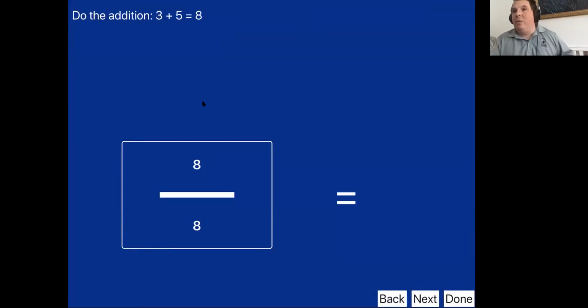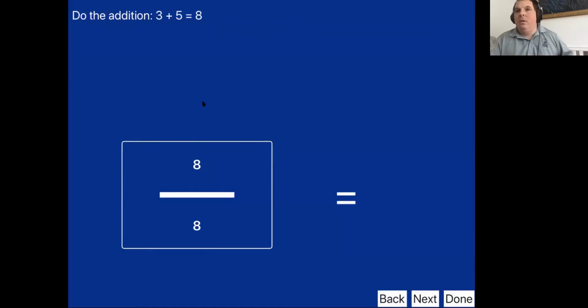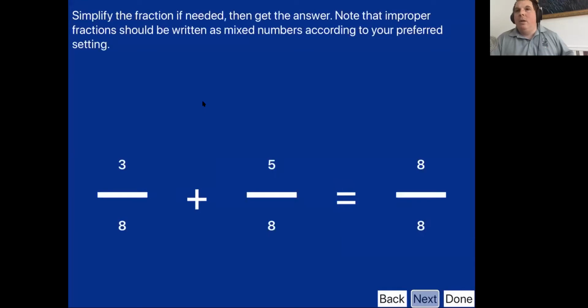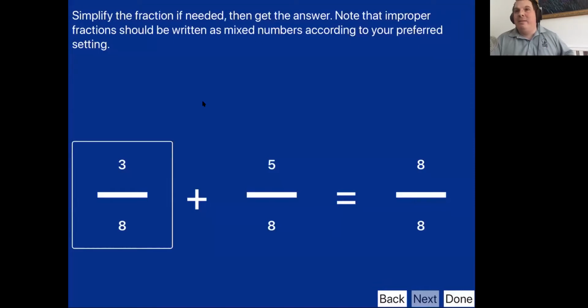Do the addition. Sorry, I'm going back up to the very top again. Do the addition. 3 plus 5 equals 8. 8/8 equals. Next. And we have one more tip here. Simplify the fraction. So again, where I struggle simplifying, it can walk me through that if I'm still learning that. So as I flick down, 3/8 plus 5/8 equals 8/8. Back. Next. There we go.